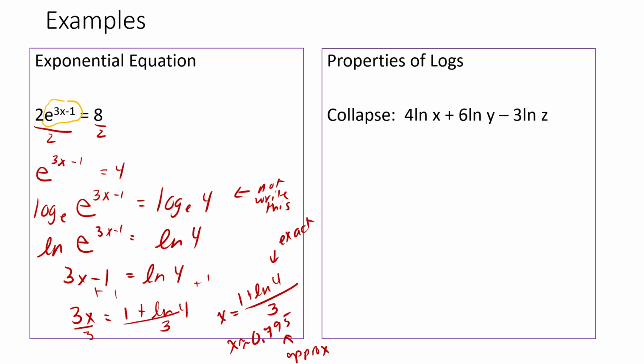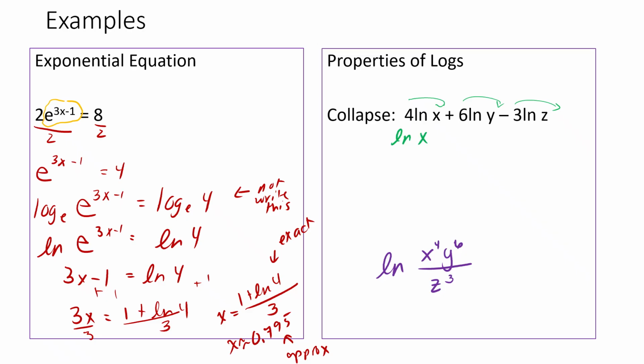Properties of logs. I decided to do an example of a collapse problem instead of an expand, but on the practice problems, I'll give you one of each. So this is, as with the other ones, doable in one step. You would have here the natural log of x to the 4th, y to the 6th over z cubed. You can jump right to the answer, or you can do this in steps. So you would start with moving those into the exponent.